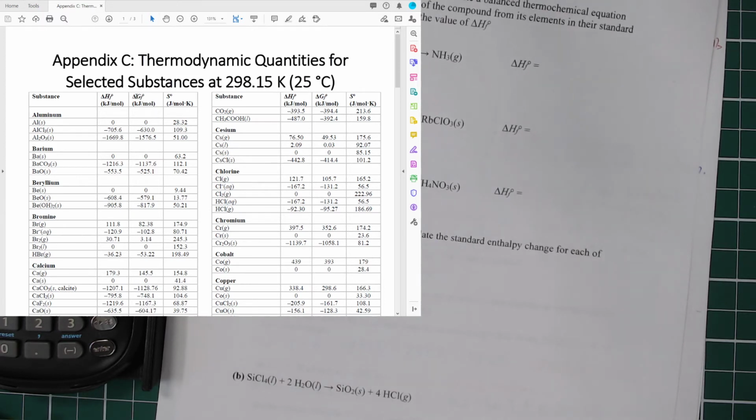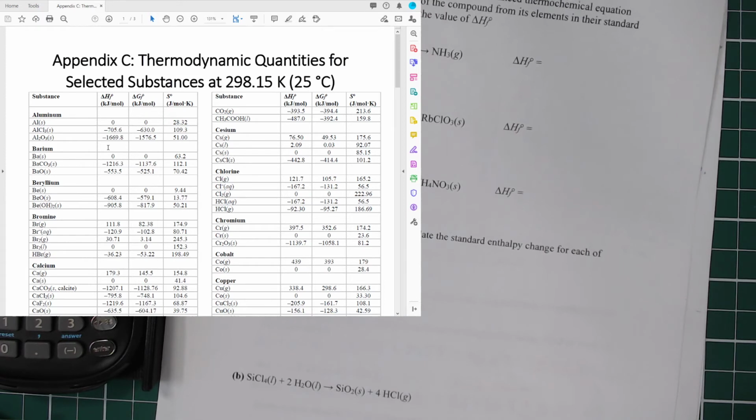The second column is the delta G of formation. Delta G is a quantity we'll talk about in the second semester. And then here we have standard molar entropy as the third. That's also something we'll talk about in the second semester. So we're primarily interested in these numbers.